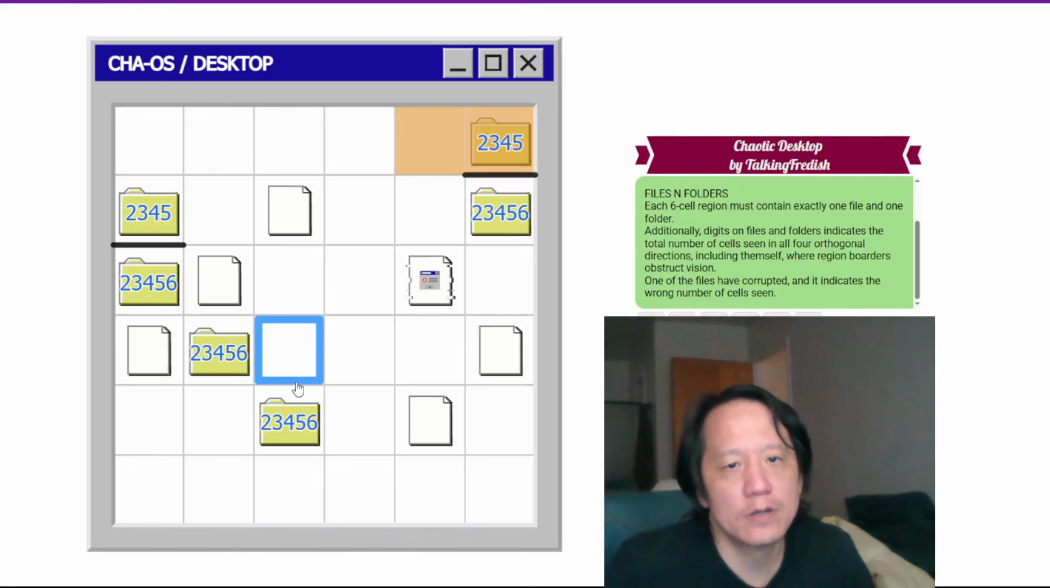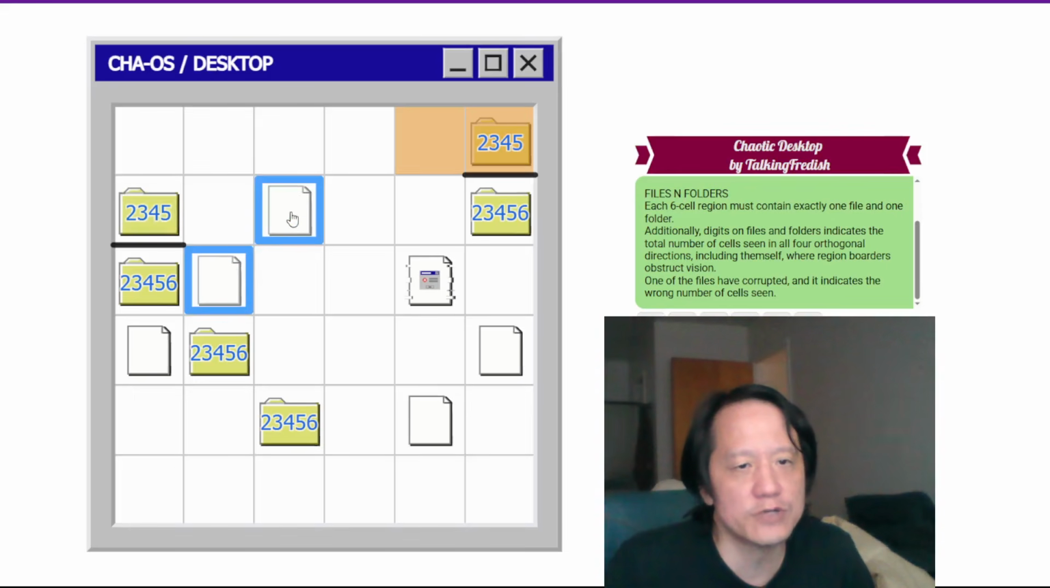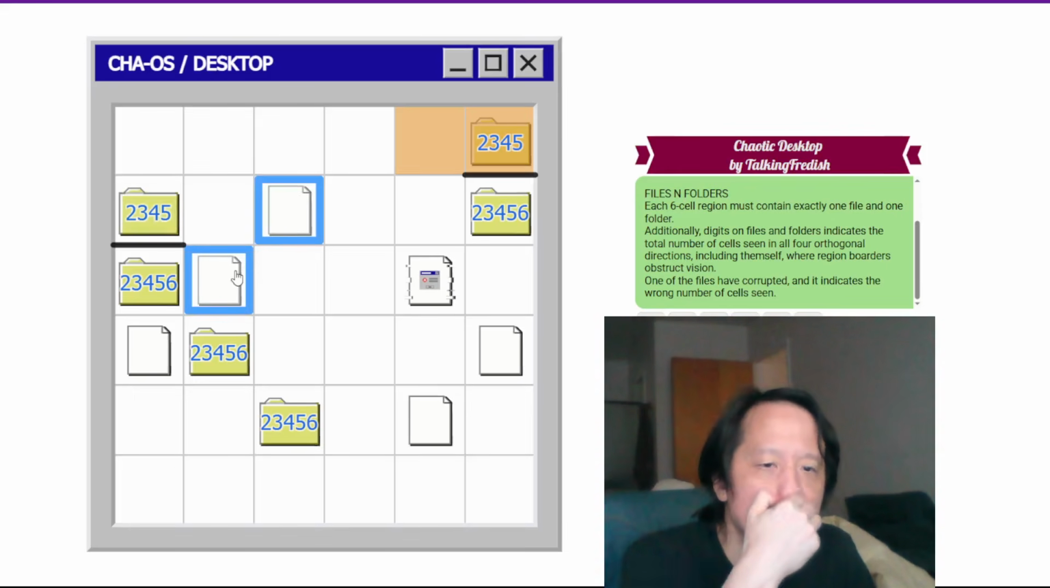Okay. 1, 2, 3, 4, 5, 6. So this cell must connect to one of these 2 cells here.